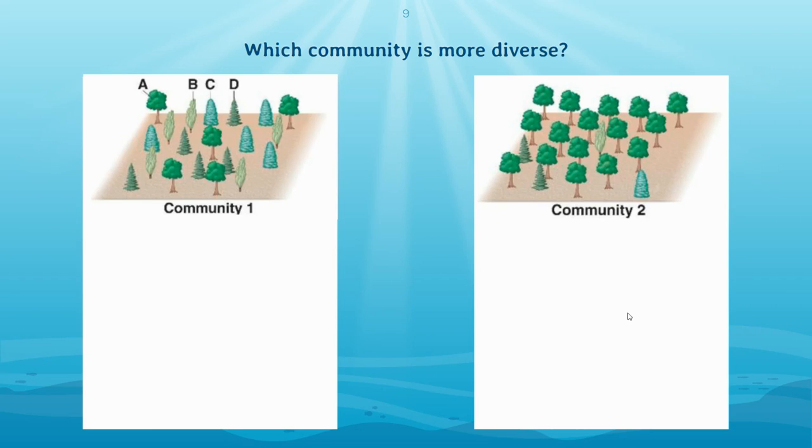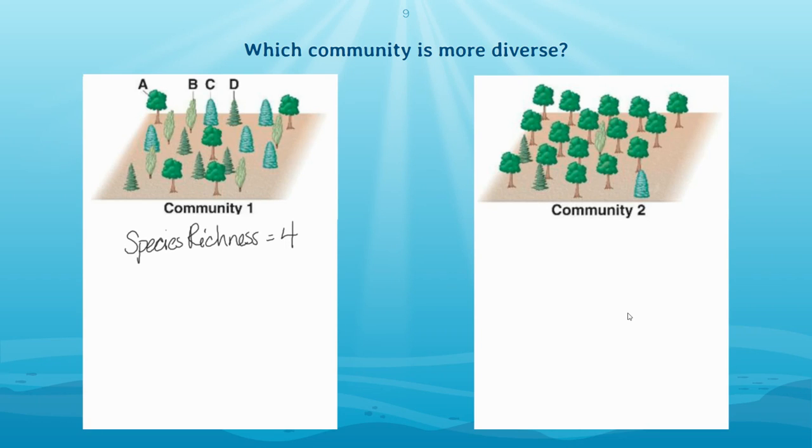And they're the same both in community 1 and community 2. They both have A, B, C, and D. So what we want to do is figure out, we can't just say one is more diverse than the other. We have to have some evidence, and this is where we're going to use our species richness and relative abundance. So we're first going to look at community 1.